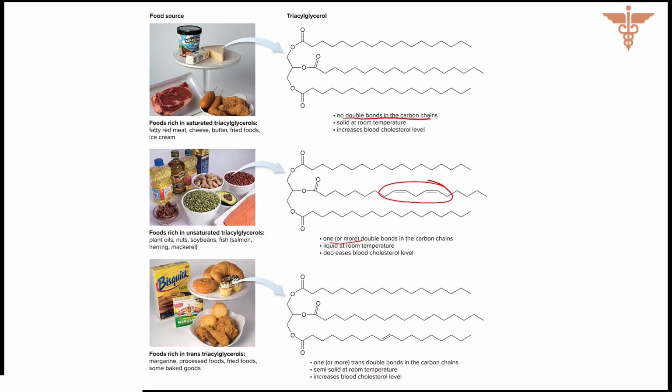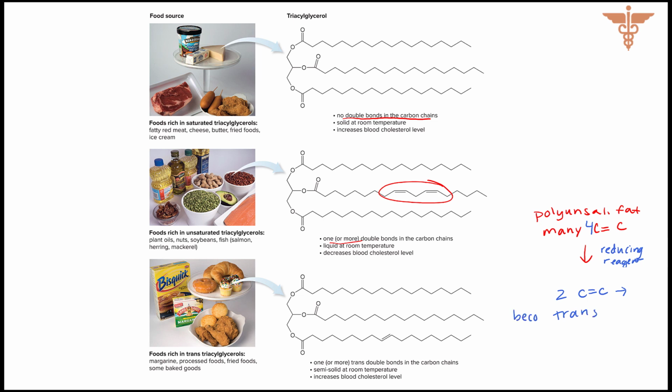And the way that trans fats are formed is they'll take a polyunsaturated fat, which has many carbon-carbon double bonds. So we're going to use some reducing reagent, kind of like H2. So let's say I had 4 carbon-carbon double bonds in my chain, and then I'm going to partially hydrogenate it so that I get only maybe 2 carbon-carbon double bonds. And when you hydrogenate it, your carbon-carbon double bonds become trans double bonds in the process, because that's a more stable one.